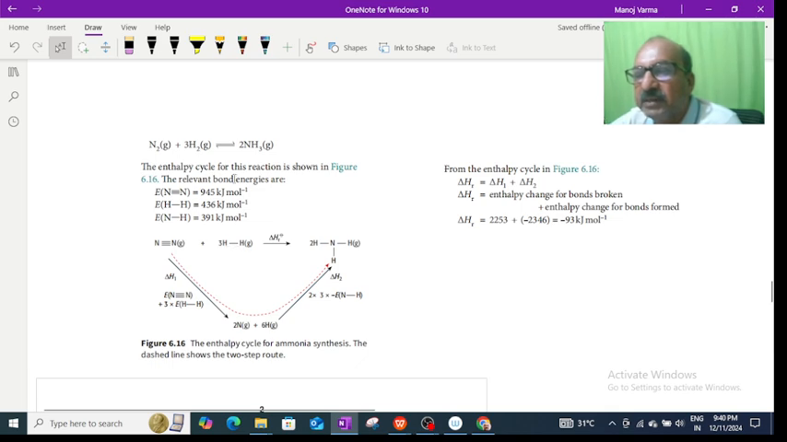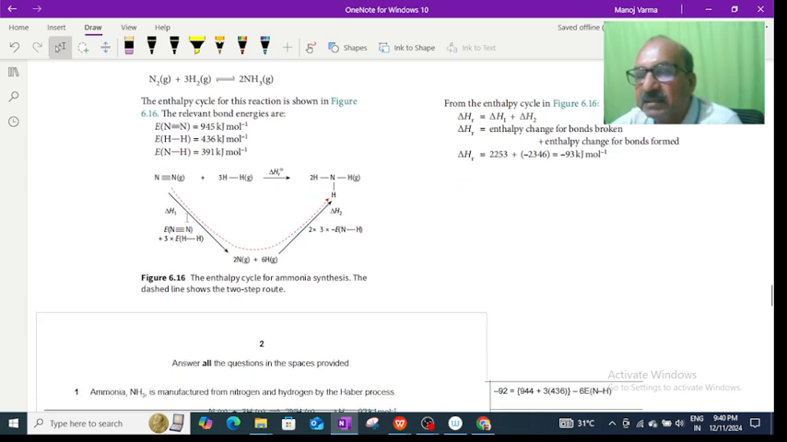So we've taken N2 and 3H2 here, and then obviously NH3 is like this, and there are 2 NH3. So this very well explains it to you with the proper displayed structures. Because you have to understand which bonds are being broken and which bonds are being formed, we have to write them down so that we can understand that.